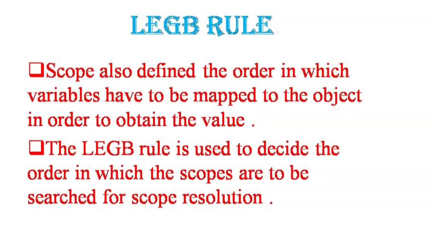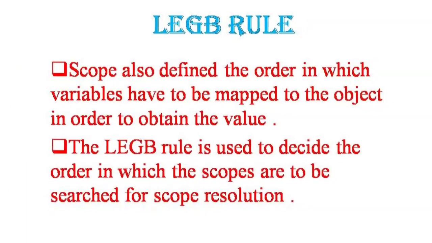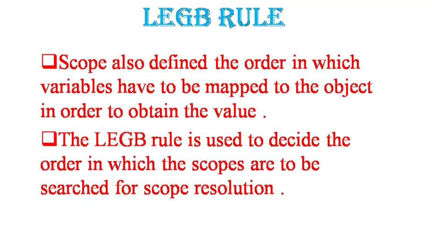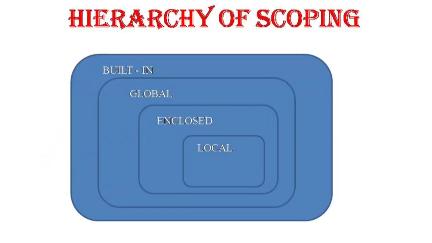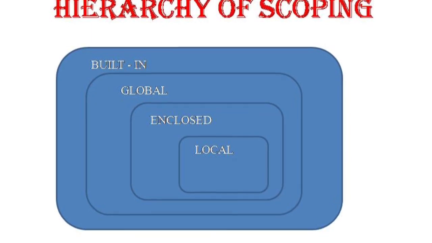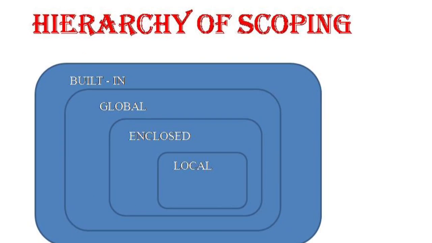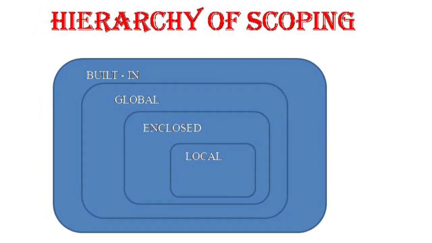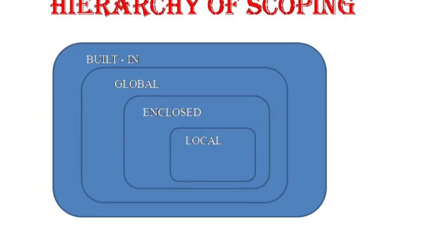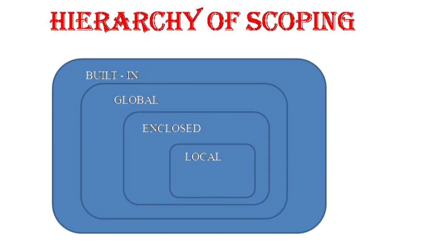LEGB stands for local, enclosed, global and built-in. These are used to decide the order in which scopes are to be used. Now we will see the hierarchy of scoping. Local scope is defined inside the function. Enclosed is defined inside the nested function. Global is defined at the uppermost level. Built-in is the reserved functions used.